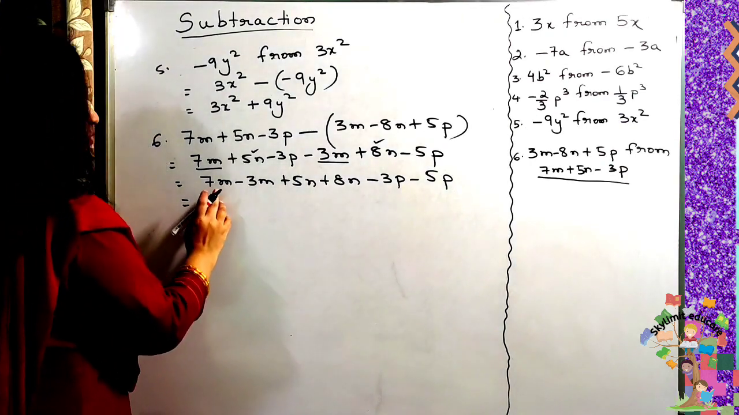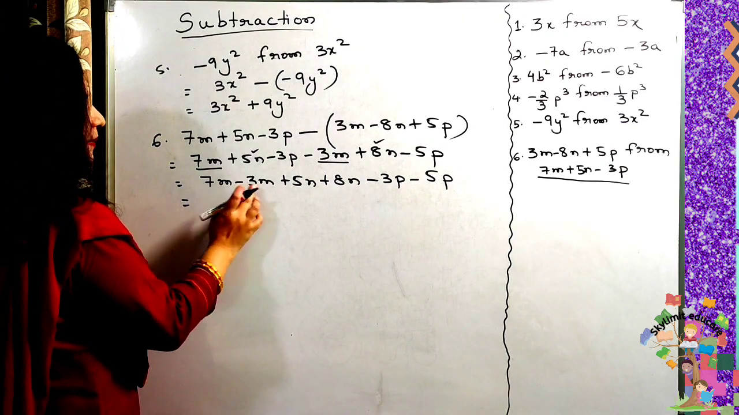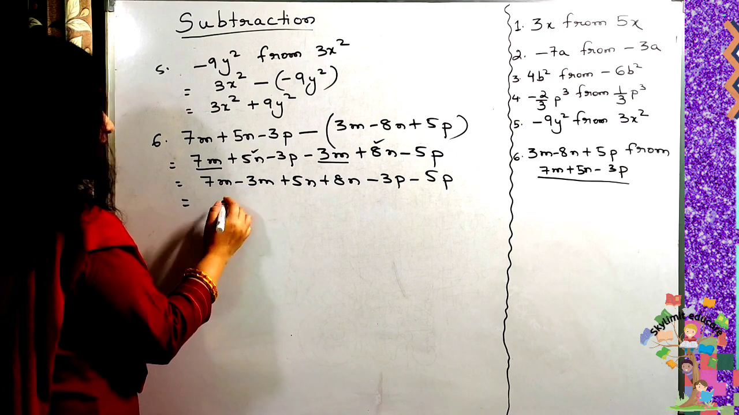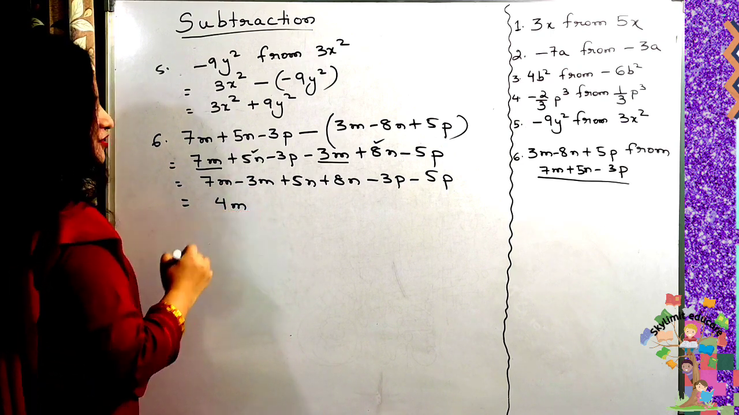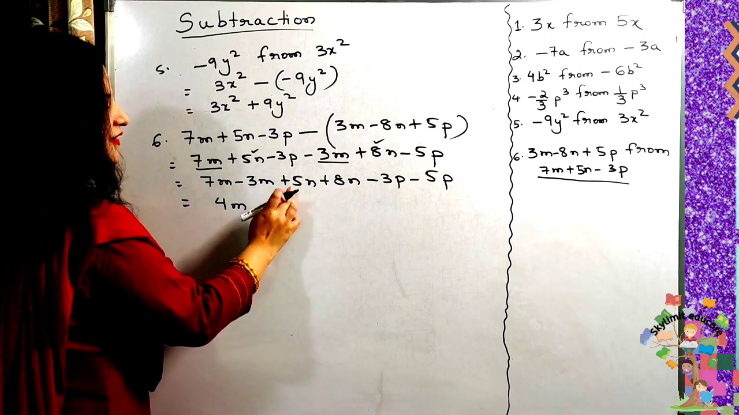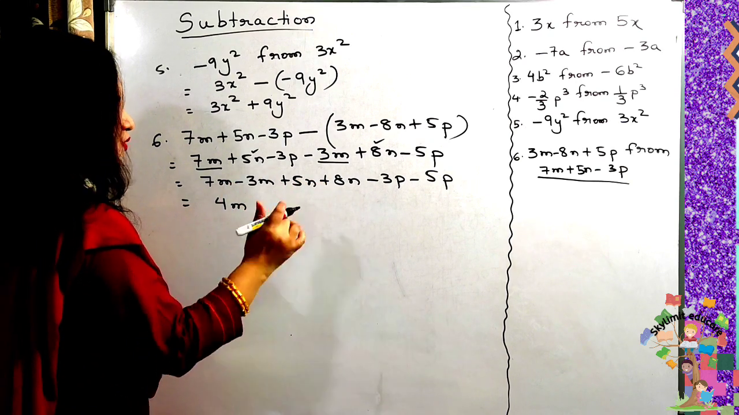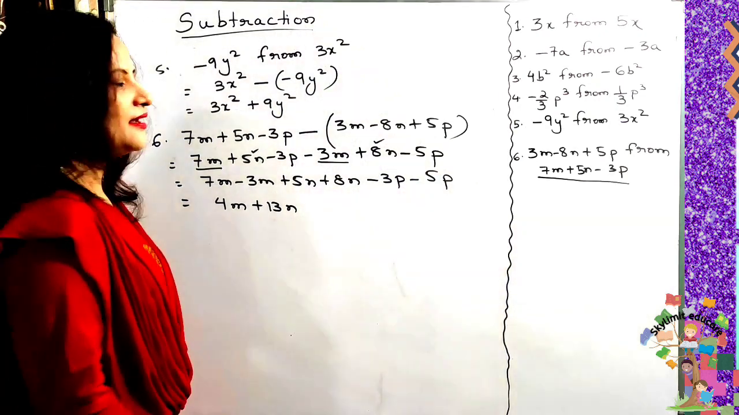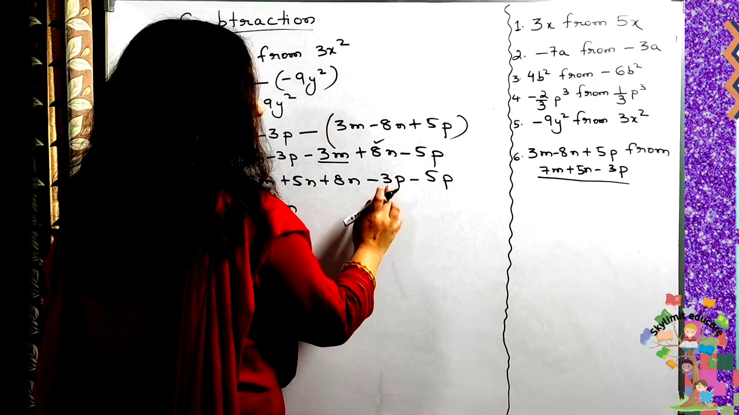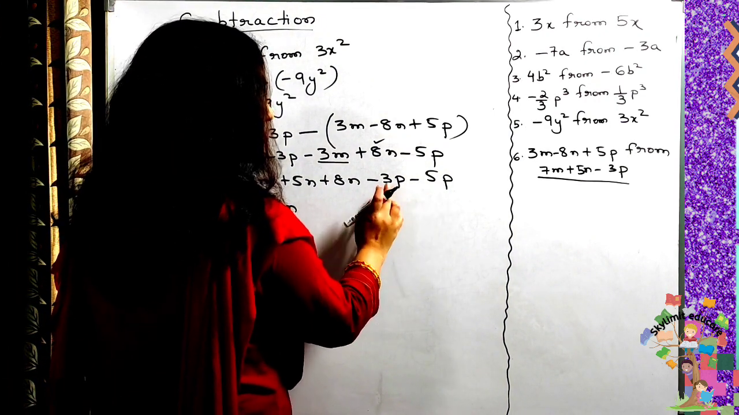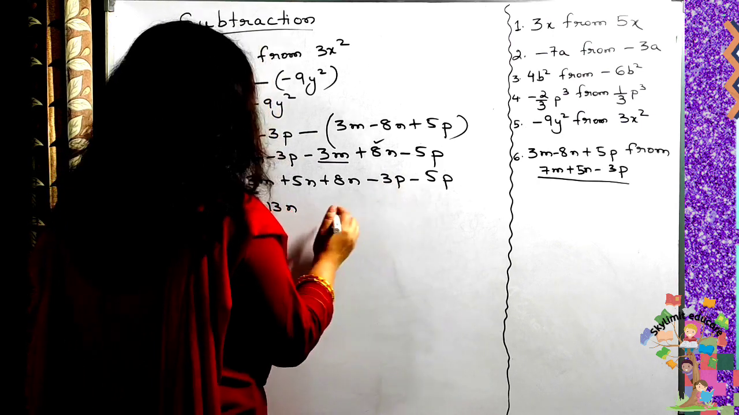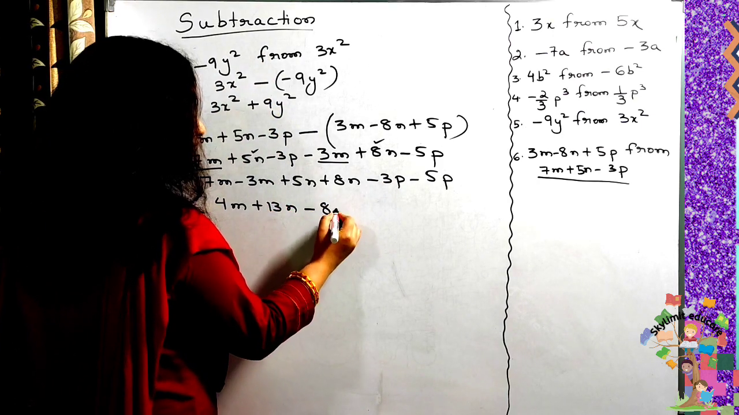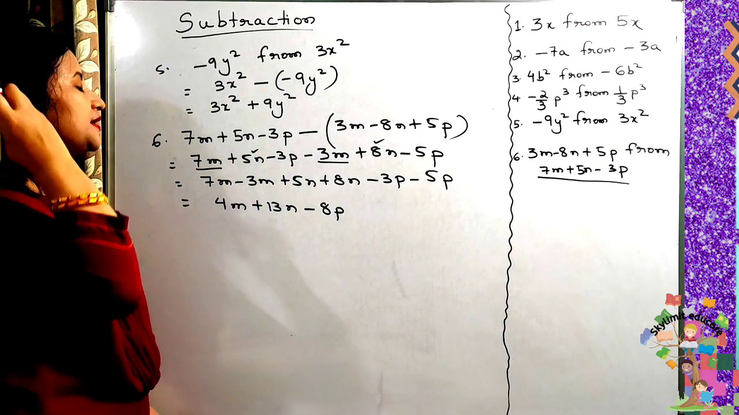Yes. So now 7m minus 3m. So m in both is the same. So 7 minus 3 is 4 and the literal coefficient is m. Simple. Plus 5 plus 8, what does it mean? It is plus 13. Literal coefficient is n. Okay. Now these two are the same terms, so minus 3 minus 5, like terms. Yes or no? Minus 3 minus 5 means minus 8. Along with the sign, write down the numeric, and the literal coefficient is p.